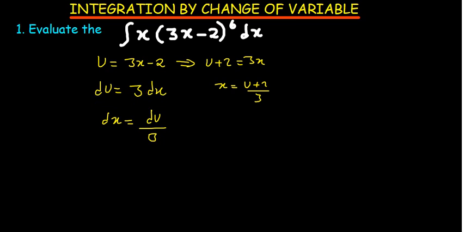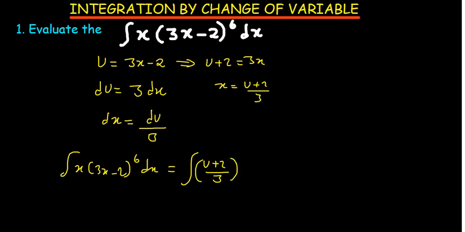So we are saying the integral of x times (3x minus 2) to the power 6 dx is going to be equal to the integral where there is x, we are replacing with u plus 2 divided by 3. And where there is 3x minus 2 to the power 6, where there is 3x minus 2, we are just putting a u, and that is raised to the power 6. Where there is dx, we are putting du over 3.